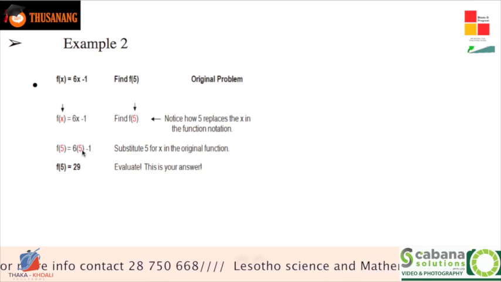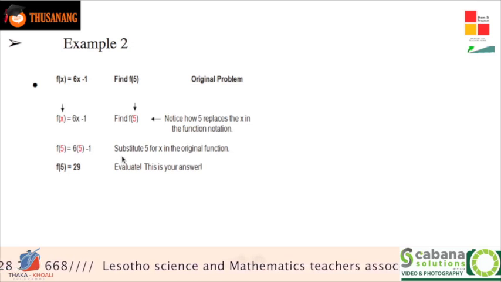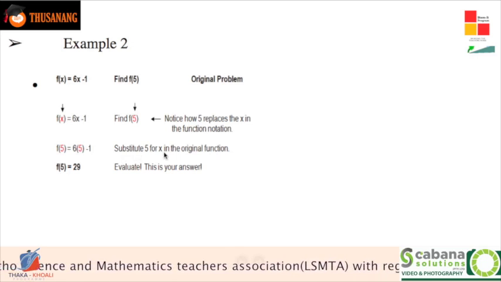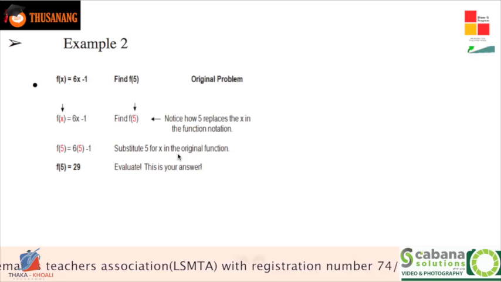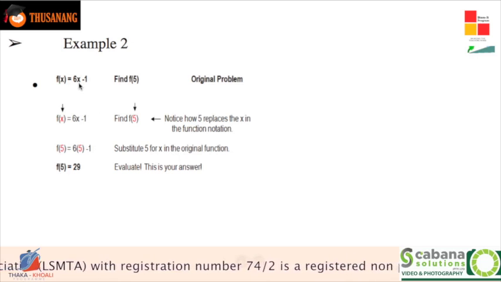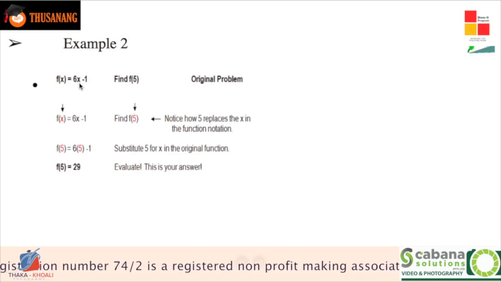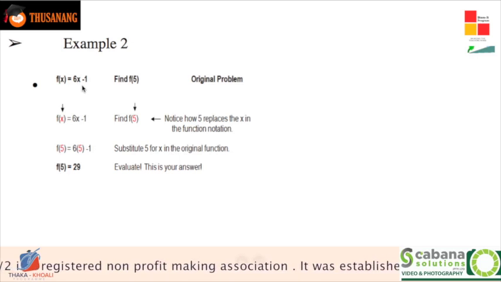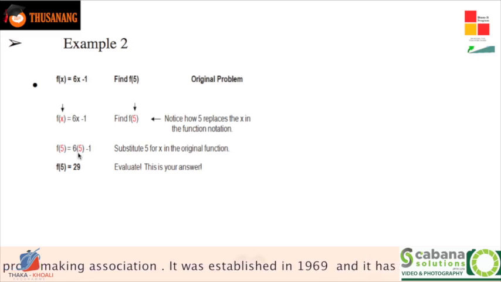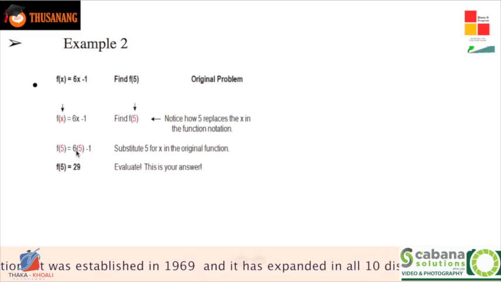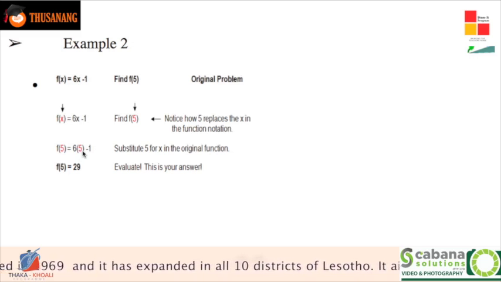Okay, we have f of 5, which is equal to 6 multiplied by 5. Where do we get this 5, or why do we put this 5 here? It is because we said we are going to substitute our number 5 in place of x in our original function. In our original function, we had 6 multiplied by x. So in place of this x, that is where we are going to put 5. That is why we can see here 6 multiplied by 5 minus 1.